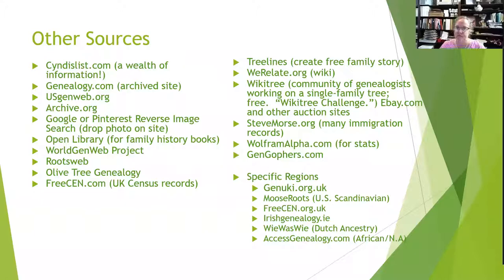SteveMorse.org is a pretty cool website. It's got a lot of immigration records, or actually, it doesn't actually have the records. It's an aggregator that helps you to search other platforms more easily, and has easy search interfaces. So things like ships arriving, or ship manifests into Ellis Island or other ports in New York, Philadelphia, San Francisco. It's a good place to go to work on that, or to try to find the information that you need.